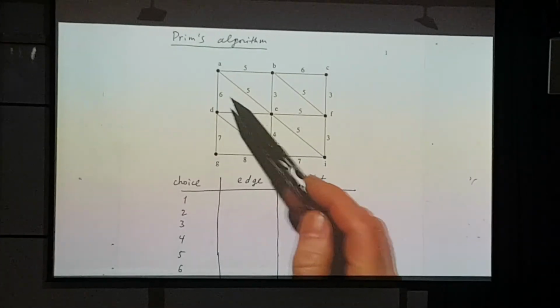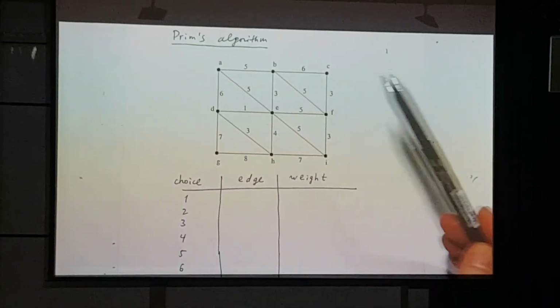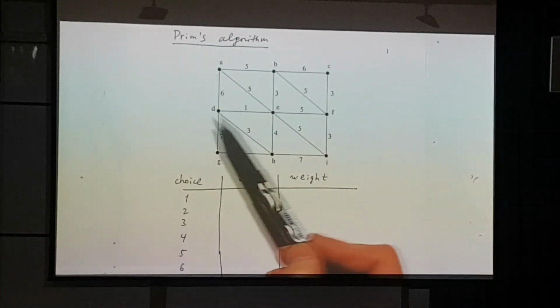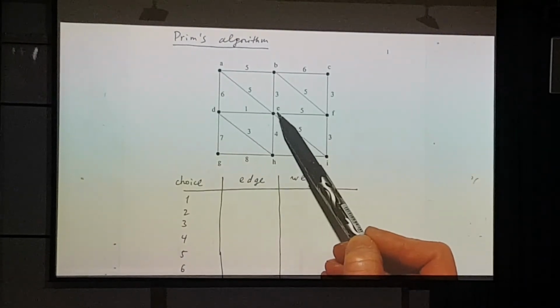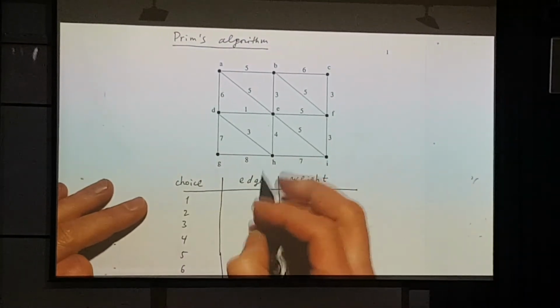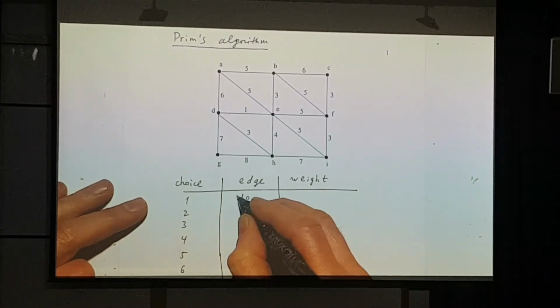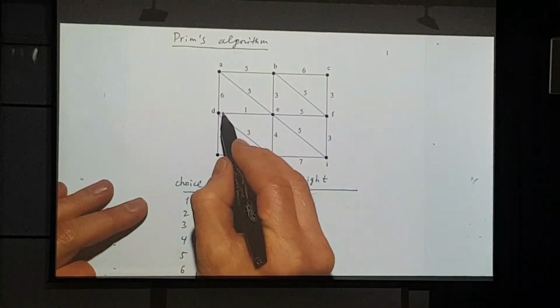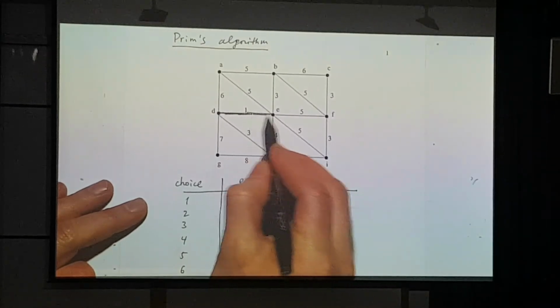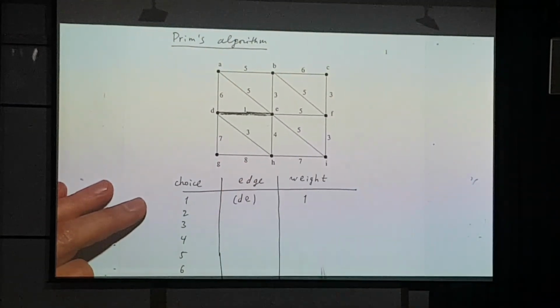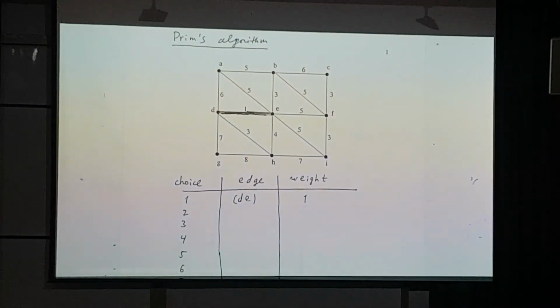Inspecting all these numbers, which are all the weights, you see that there's a unique one, the HDE, which has weight 1. So first choice is therefore the HDE, which has weight 1. And I also mark this on the graph itself.